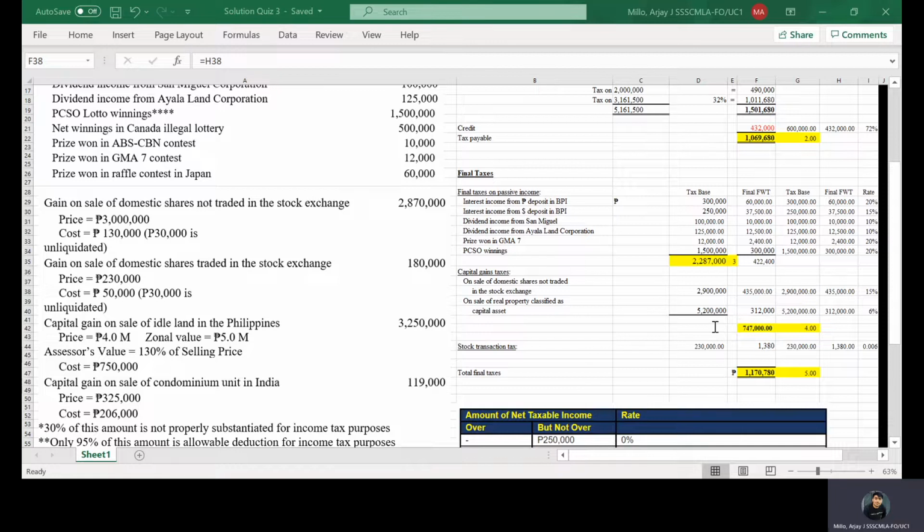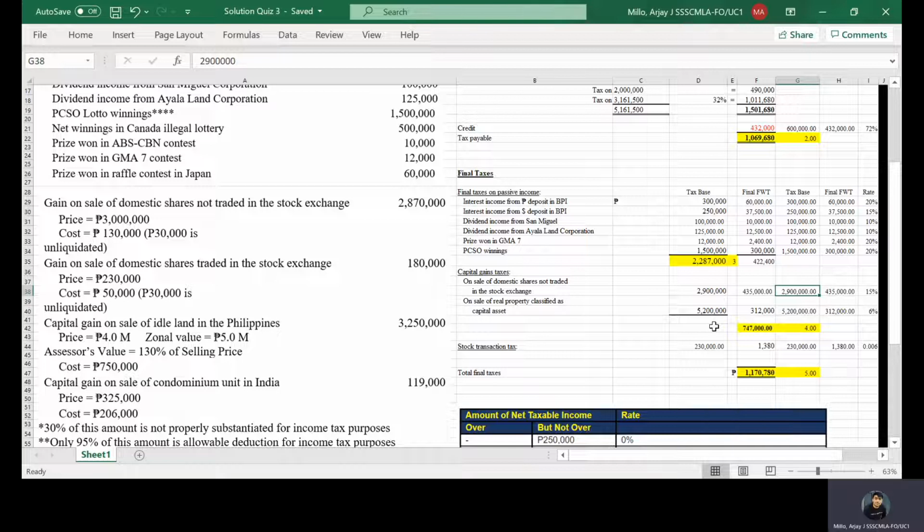Then next question, number 4, if resident citizen, what are his total capital gains tax withheld? So ang tanong naman sa number 4, yung mismong tax. So ito na yung capital gains tax. So dito ka na ngayon magbe-base kung magkano yung tax. So ang mga applicable lang doon, of course, yung sales ng domestic shares not traded in stock exchange.